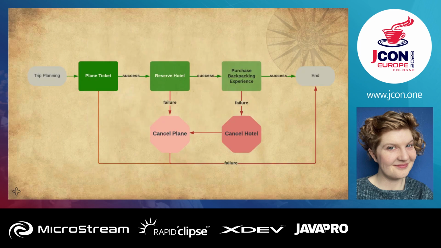And so I made a little flow chart of what this process would look like. At the top, we've got the successful path of booking your plane ticket and your hotel and your backpacking experience, for example. And then if one of those things can't happen, then we cancel the reservations of the preceding steps so that the user isn't out of money for a vacation that they can't completely enjoy.